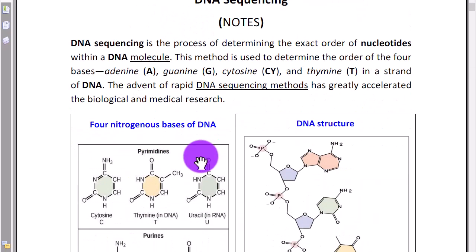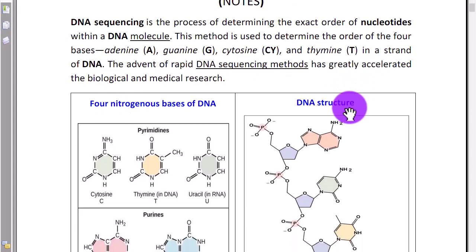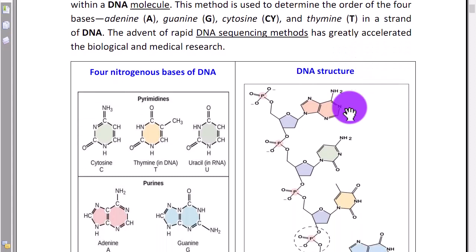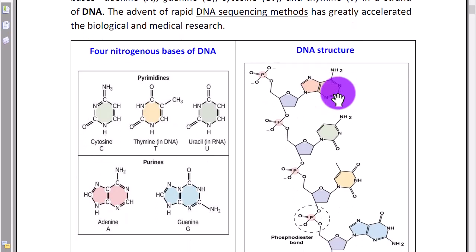DNA sequencing. DNA sequencing is the process of determining the exact order of nucleotides within a DNA molecule. This method is used to determine the order of the 4 bases adenine, guanine, cytosine, and thymine in a strand of DNA. The advantage of rapid DNA sequencing methods has greatly accelerated biological and medical research.